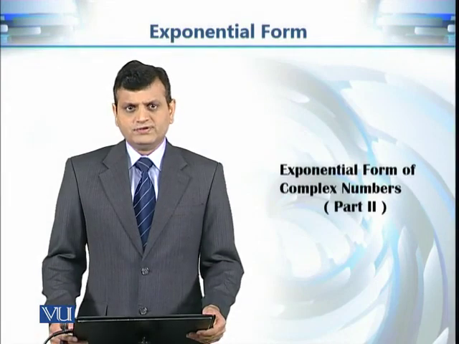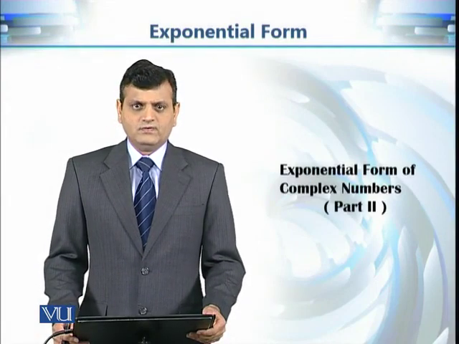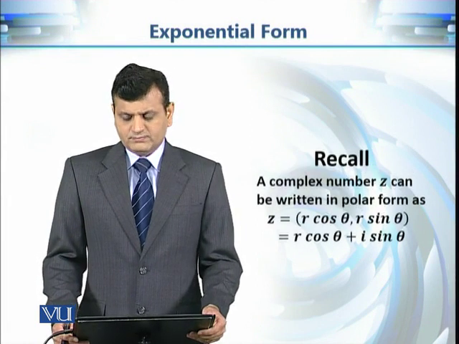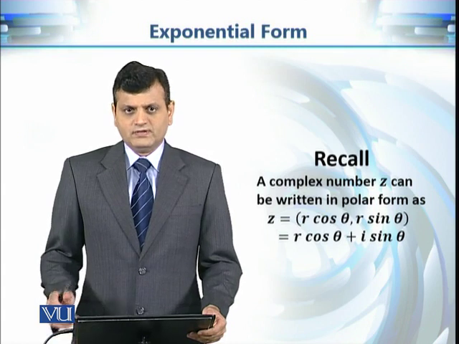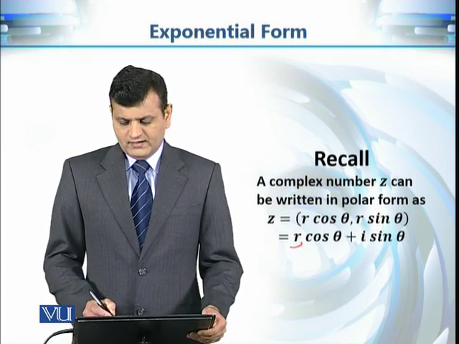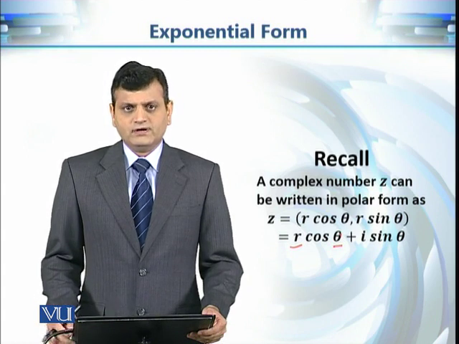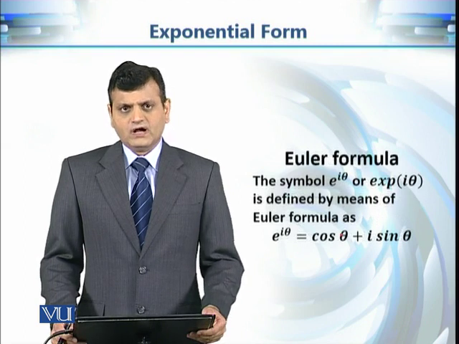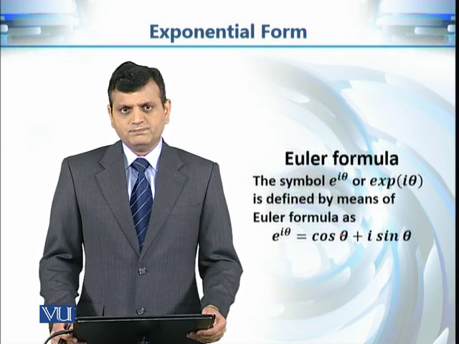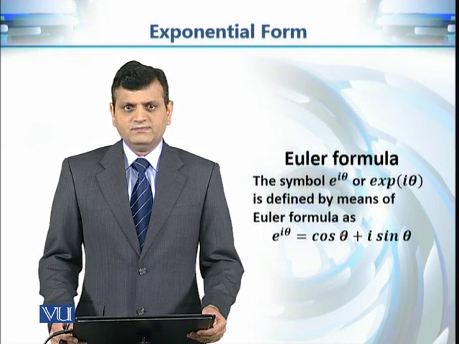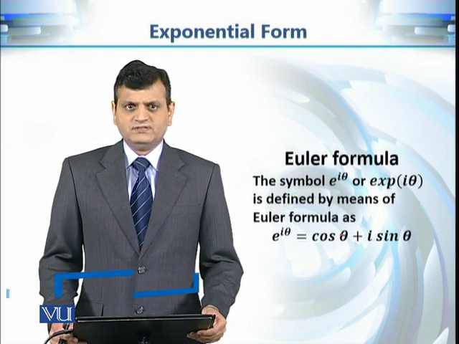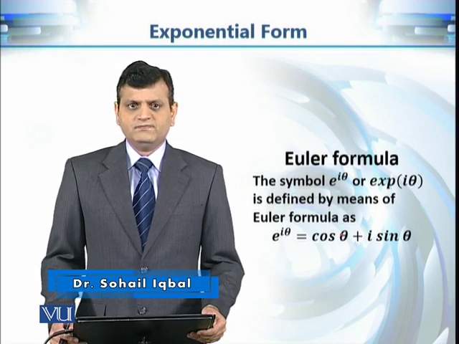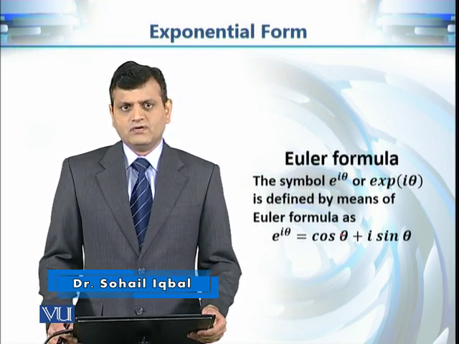Now we are going to continue our discussion on the exponential form of complex numbers. Recall that a complex number can be written in polar form in the following way, where r and theta are polar coordinates of this complex number. Now we are going to use Euler formula to simplify this expression, and this new expression will be known as exponential form, and it will help us in simplifying many operations on complex numbers.